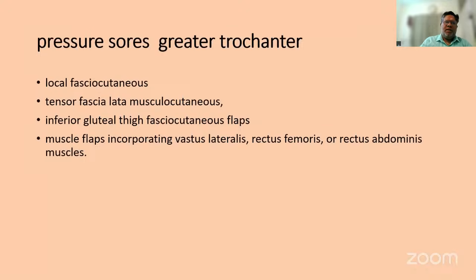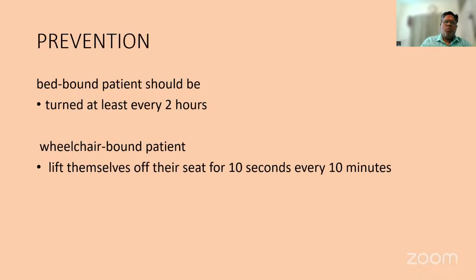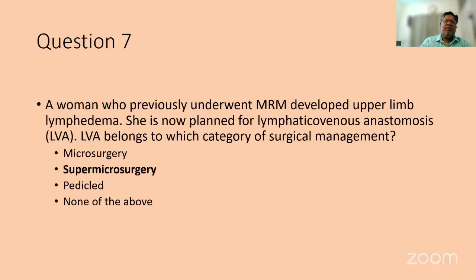For greater trochanter pressure sores, again local fasciocutaneous TFL and inferior gluteal thigh flaps are used. So prevention is better than cure in case of pressure ulcers. A bedbound patient should be turned at least every 2 hours, and a wheelchair-bound patient should be lifted off the seat for at least 10 seconds every 10 minutes.